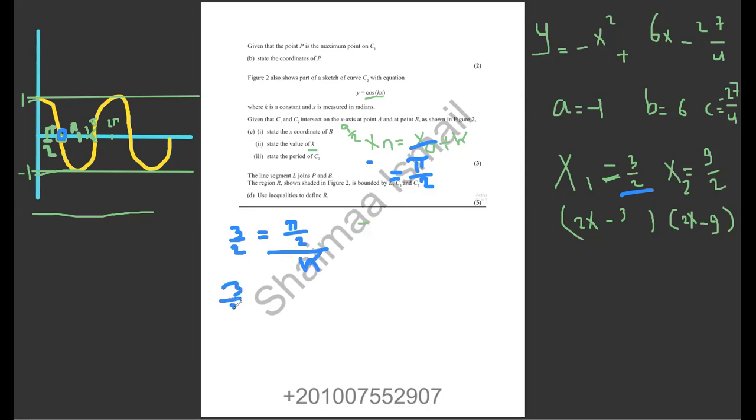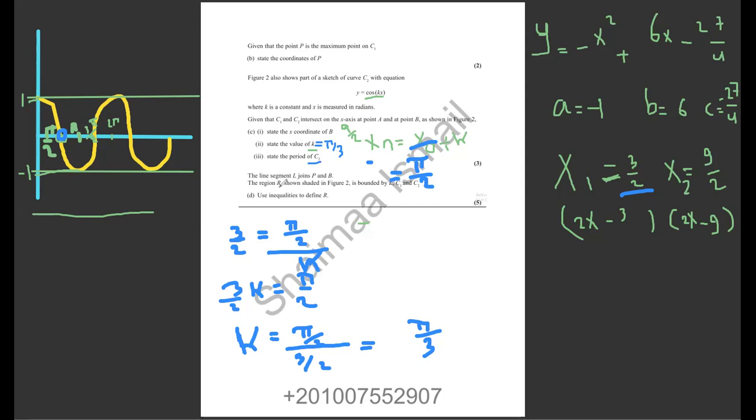So 3k over 2 equals pi over 2 on your calculator. So k, going step by step, 3k over 2 equals pi over 2. Dividing by 3 over 2, k equals pi over 3, and we did it.